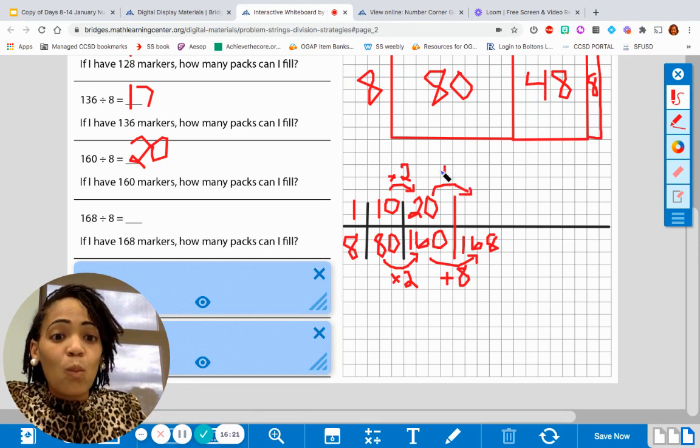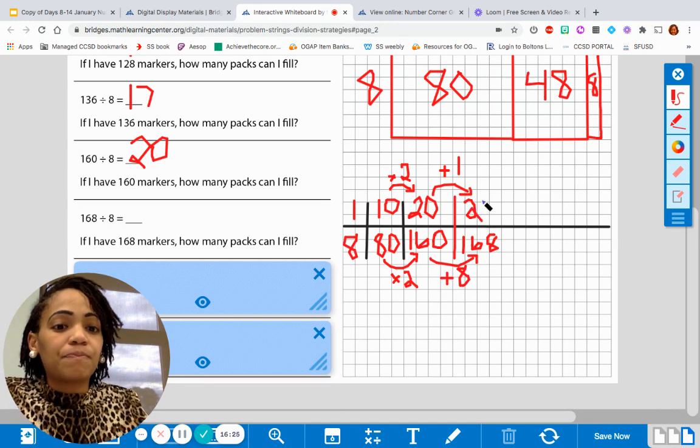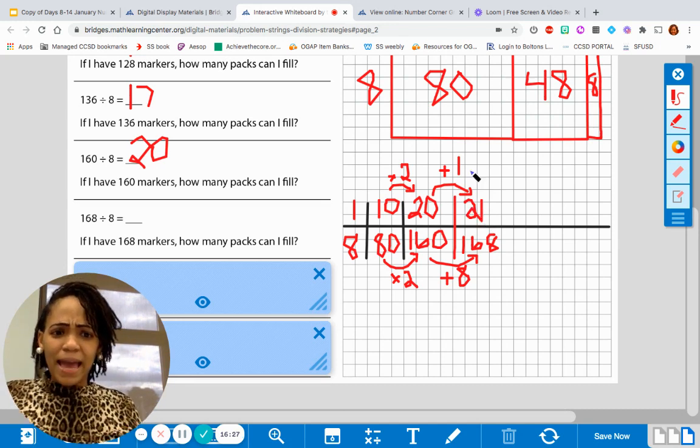Great, I'm adding 1 pack. So I have 21 packs now. 21 packs.